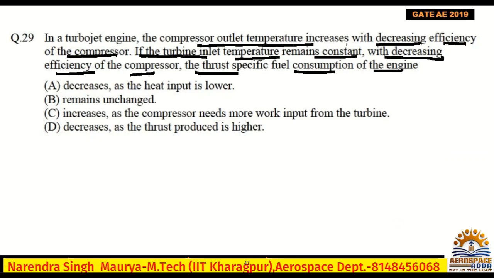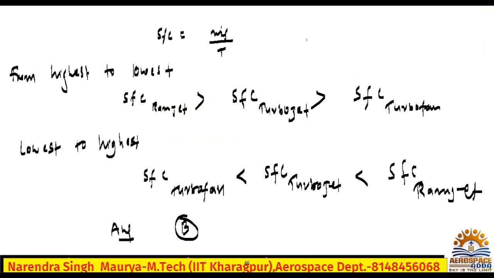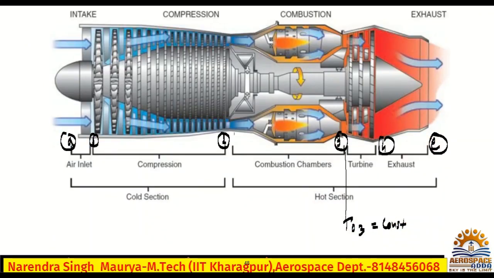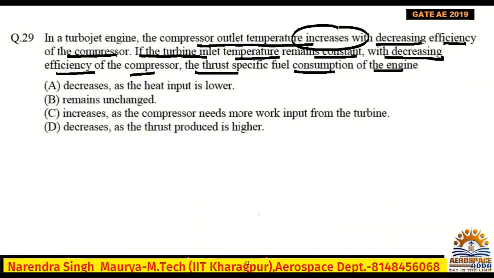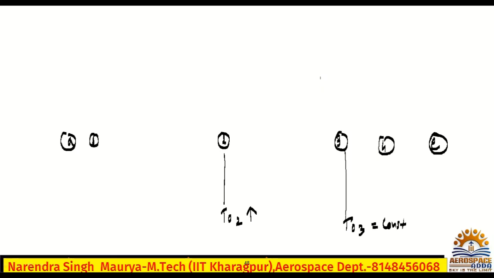The compressor outlet temperature increases with decreasing efficiency of the compressor. So I will show you the diagram. Compressor outlet temperature means this is T02. They are saying increasing. All right, listen carefully, you may get your correct answer. With decreasing efficiency of the compressor, the turbine inlet temperature remains constant. With decreasing efficiency of the compressor, the thrust specific fuel consumption of the engine. That is the question.